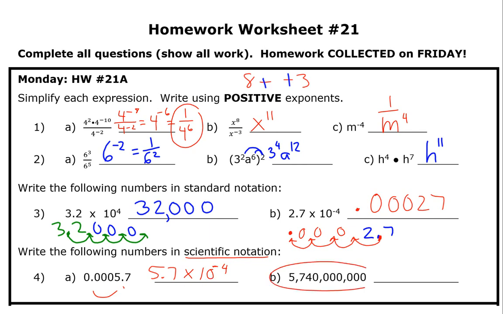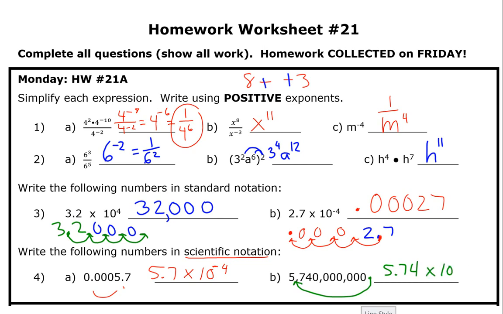If you start with a large number, like in letter B, your power will be positive, right? So I know I'm going to have a positive power of 10 over here. The question is, what will that power of 10 be? Well, I don't see a decimal point, so it must be hiding here at the end. I want the decimal to be between the first two non-zero digits. So 5.74. Now I have to choose my power.